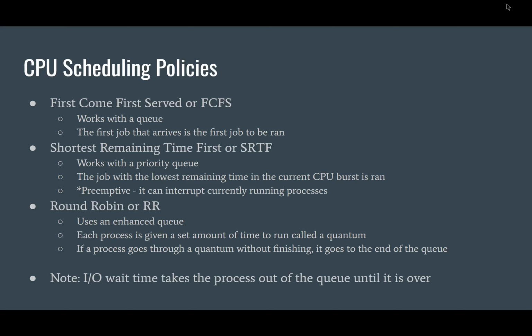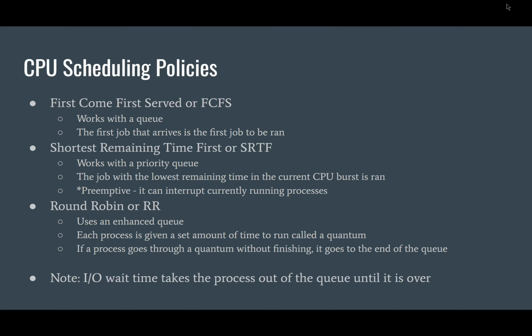And last but not least, we have round robin. Round robin uses another special type of queue called an enhanced queue, and it uses something called a quantum. A quantum basically just tells the process how much time it can go, so it has a set amount of time to run. Even if a process has a total burst time of 4 or 5 or some large number, it can only go as long as the quantum says it can go.